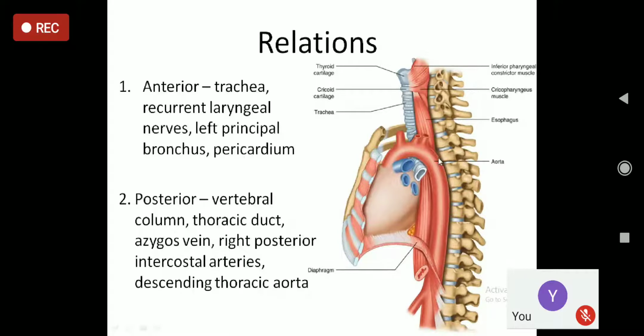Here we can see this structure, descending thoracic aorta and vertebral column. Besides this, thoracic duct, azygous vein, and right posterior intercostal artery are present within this thoracic cage. Okay, so these are the structures related on the posterior aspect of the thoracic part of esophagus. So anterior relation and then posterior relation.